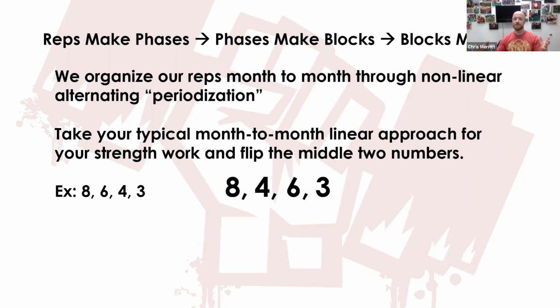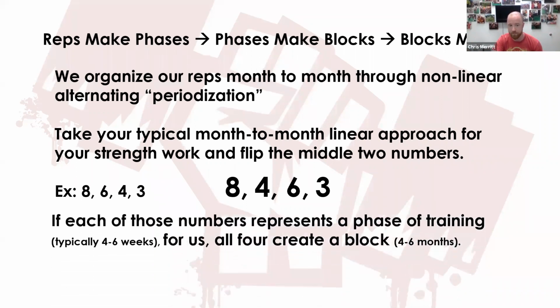And what it does is it keeps us from being too far away from any one quality at a given time. And this is the approach that we use for power and for strength. And in a second, we're going to talk about assistance, how we round it out so that we're truly never staying too far away from any one quality at a given time. So each of those numbers represents a phase of training, typically 4 to 6 weeks, like we talked about earlier. All four create a block, 4 to 6 months.